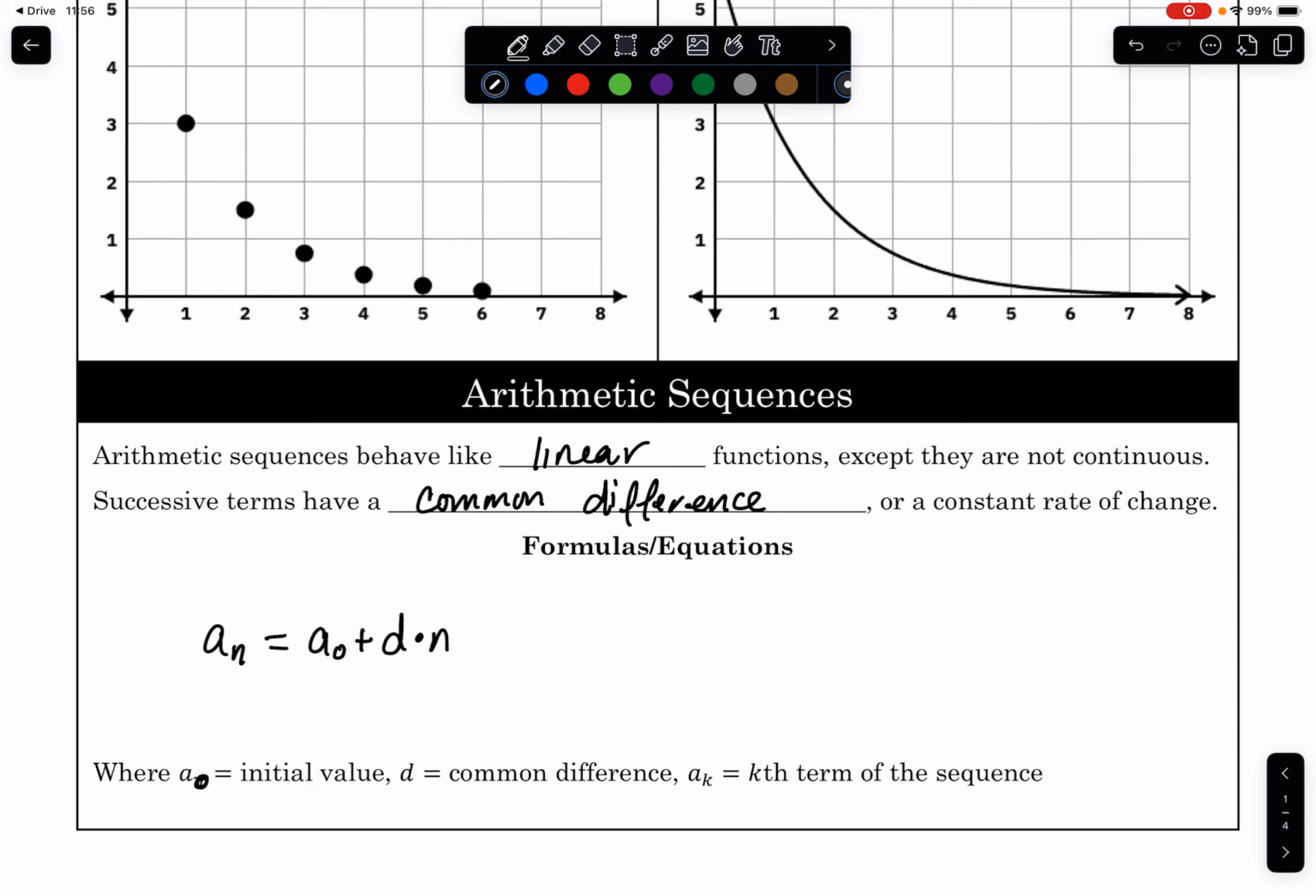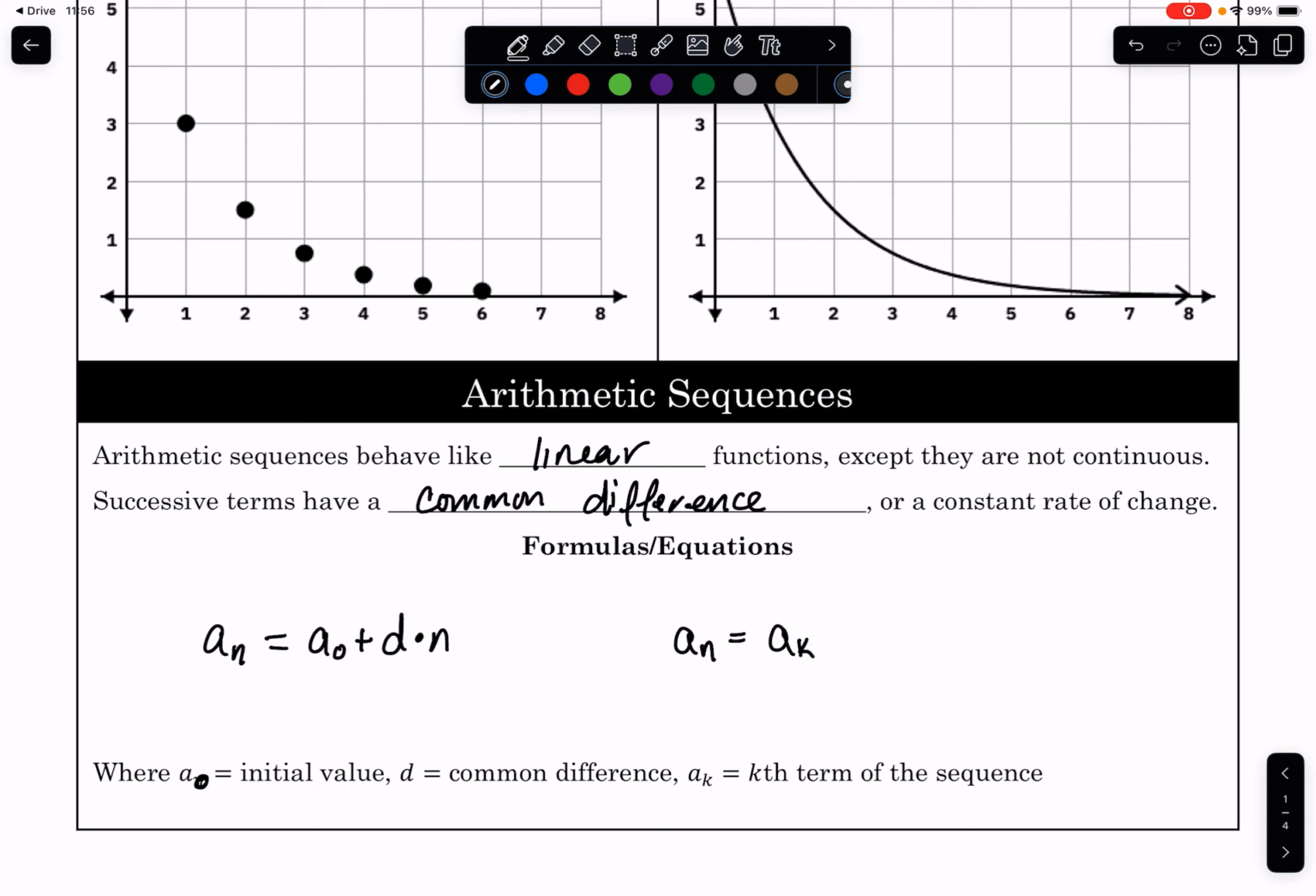In this formula, a sub 0 would be your y-intercept, d would be your slope, n would be your x value, and a sub n would be your y value. So y equals b plus mx. It's just written backwards, but it's the same thing as y equals mx plus b, where this is your x, this is your slope, and this initial value is essentially your y-intercept.